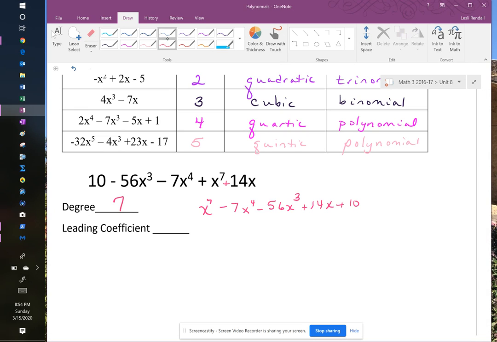And we don't have a number in front. So we always know that that number in front is a 1. And that then becomes our leading coefficient. So the leading coefficient is the coefficient that goes in front of the variable with highest exponent.